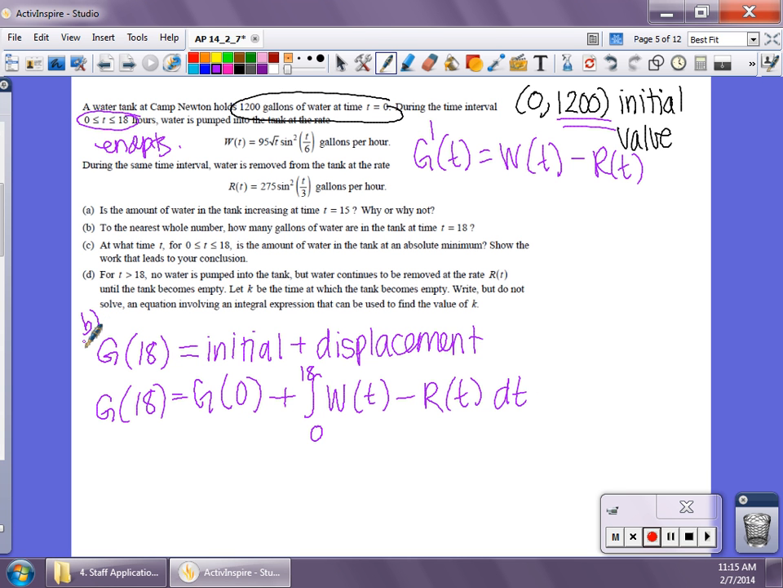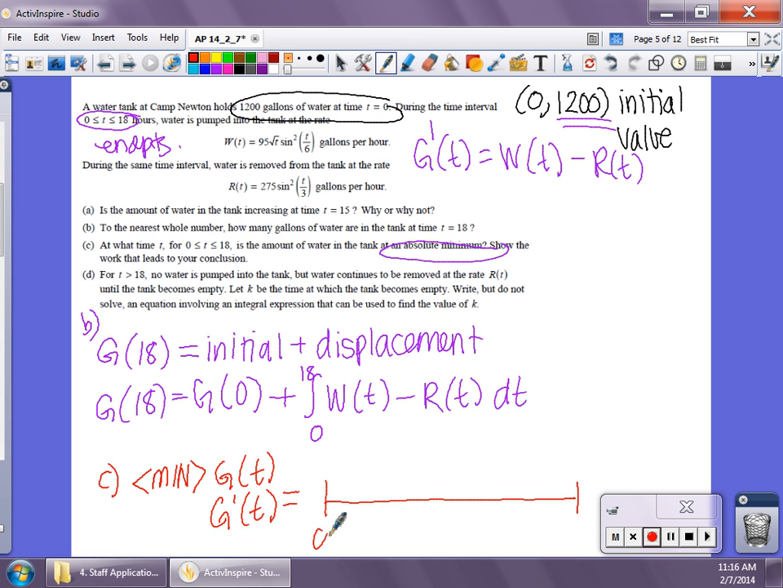Part C, absolute minimum. So this is where it gets a little bit more difficult. So part C asked me for an absolute minimum. I'm trying to minimize the water. Therefore, I would need g prime set equal to 0, set equal to undefined. Well, this is a calculator problem. I'm just going to graph it, right? And then I'm going to do a sign chart for g prime from 0 to 18. There's going to be two zeros. One of them's at 6.494, and the other one is at 12.975.